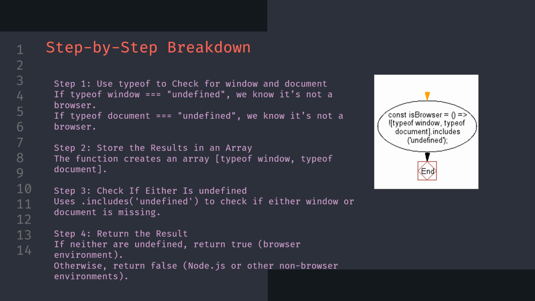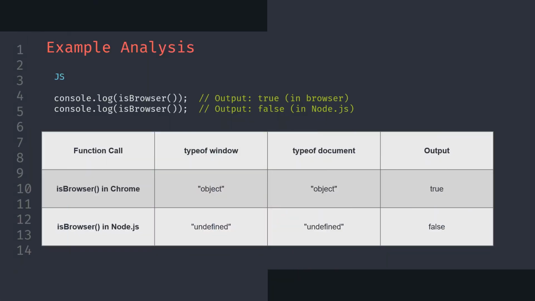This method ensures a safe and reliable way to check the runtime environment. Since typeof document does not throw an error, we can safely check for the existence of window and document. This function correctly identifies whether the code is running inside a browser or in a server environment like Node.js. By using typeof, we avoid errors while ensuring accurate results.